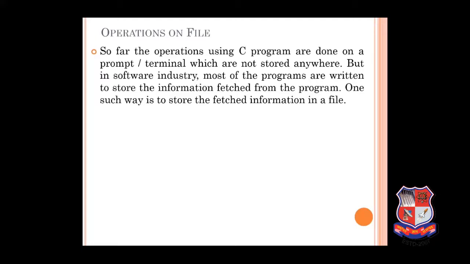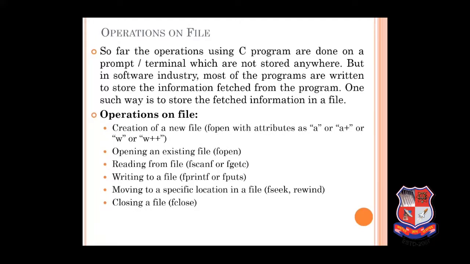But in software industry, most of the programs are written to store the information fetched from the program. One such way to store is a file. For example, we are creating a form or a Google form, and we are writing our information into that form and it will be stored somewhere else in a file form. This is a simple example. What operations we can perform is open a file, read from file, write to a file, move file's location, usually we do it using copy and paste or cut and paste, and last is closing a file.